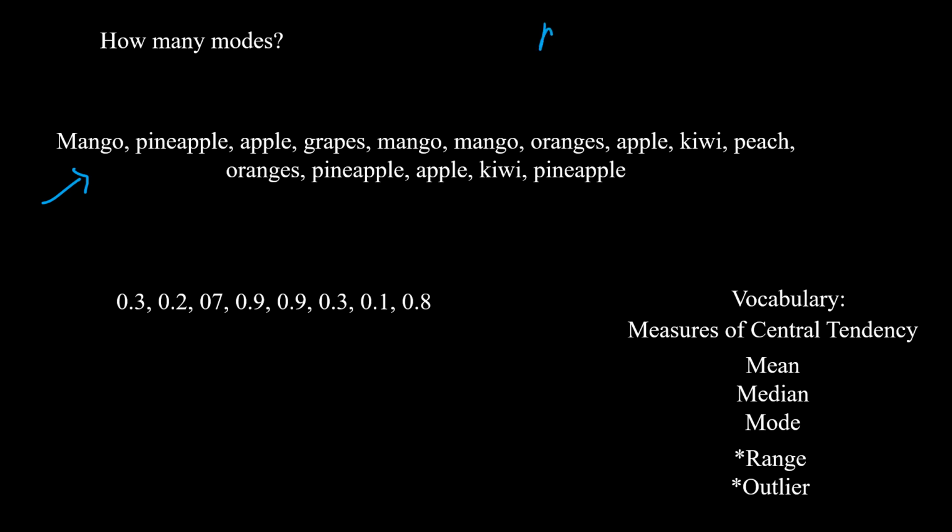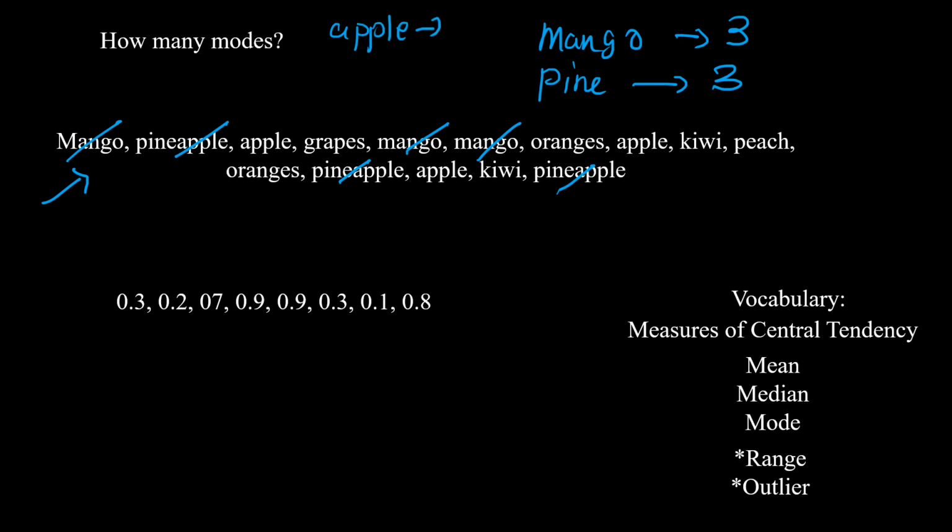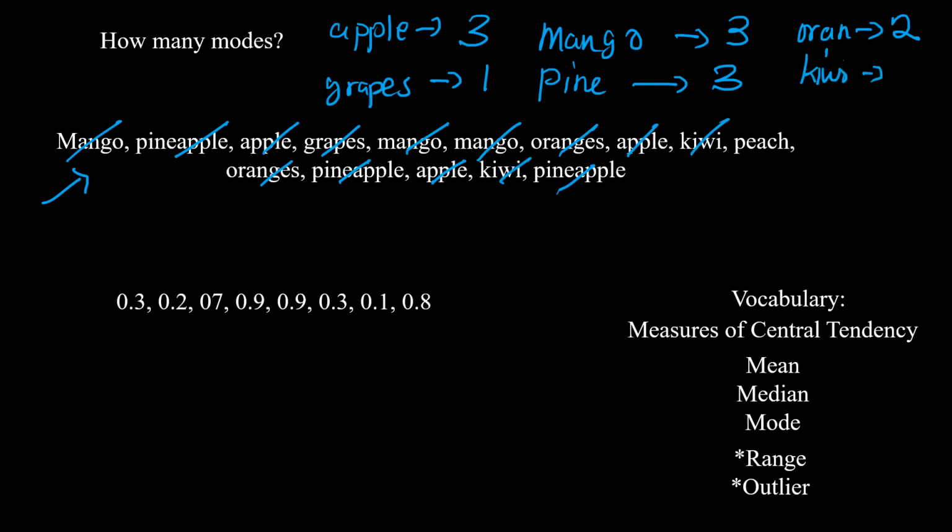Well, let's see. An easy way to figure this out is to sample them and see. So mango, we have 1, 2, 3, so 3 of them. And pineapple, we have 1, 2, and 3 again. And we have apples as well. And how many do we have? 1, 2, 3, 3 apples. Okay. What about grapes? All right, I only see one instance of grapes, so that's 1. All right, so we know that's not the mode. What about oranges? I see 1 here and another one here, 2 of them. And then kiwi, I see 2 instances of kiwi. So that's here and here, and then 1 peach.